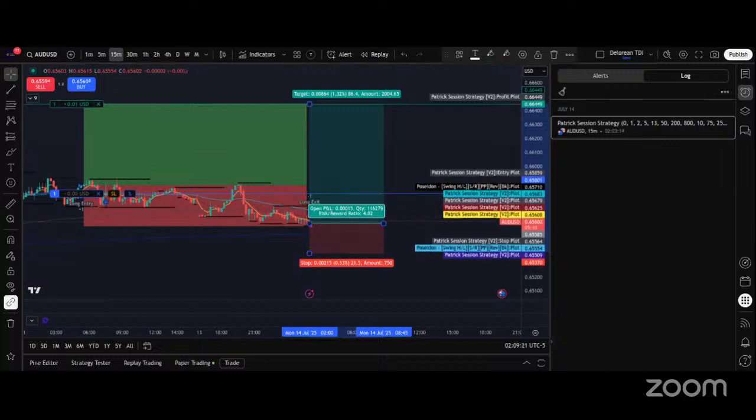So this is AUD USD, 15-minute confirmation on the market execution buy. Now it's going to be a 4.02 risk to reward ratio to the same take profit, 0.66449, which is now 86 pips. The new stop loss is going to be 0.65370. That's now going to be 22 pips. And the new entry price is going to be 0.65585.